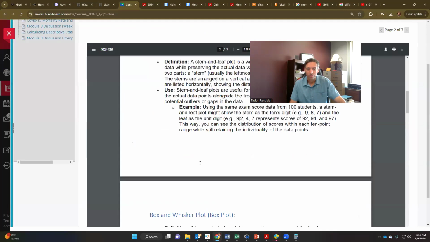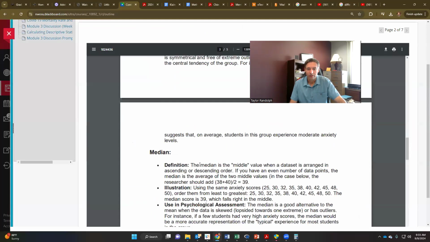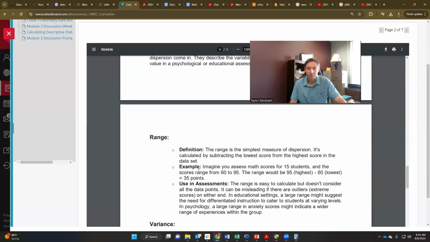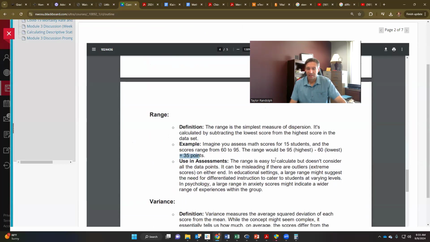if you'll go down here with me into our discussion, the range is simply taking the highest and the lowest score and then subtracting them. So if you had scores that range from 60 to 95, you take 95 minus 60 and your range is 35 points. It's pretty easy to calculate.